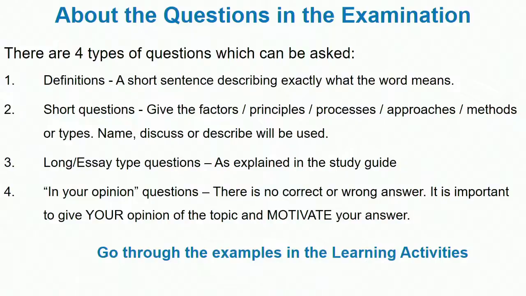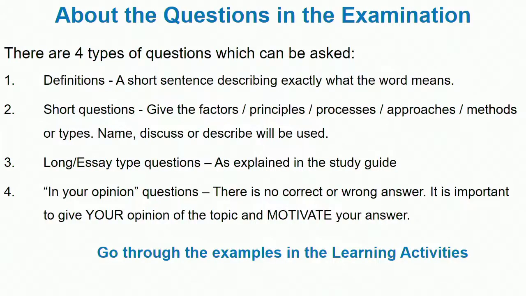Then short questions. Now, short questions can differ in length. Give the factors. Just give the factors. Give the principles, processes, approaches, methods, or give the types, or name them. Now, for name factors or name principles, you can just name them 1, 2, 3, 4. But it's not really enough just to give the 1, 2, 3, 4 names. You need to write a short description of each. Say what each is, and that is important.